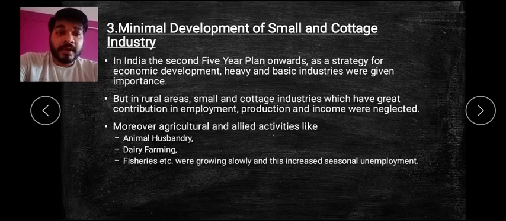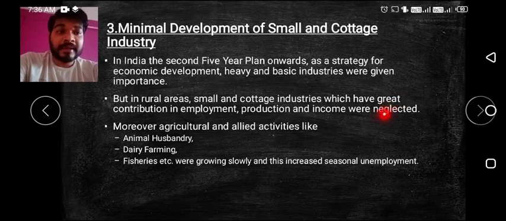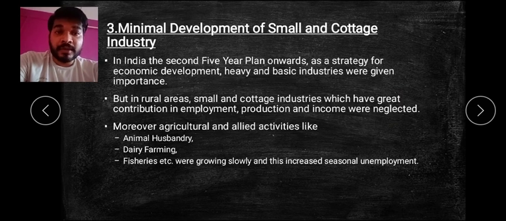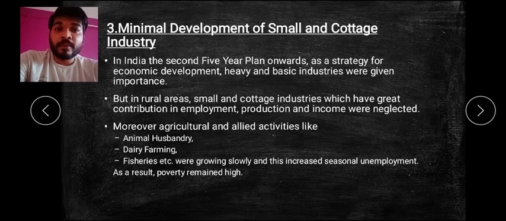So here, when the importance is not given, when they are being neglected, what happened, the demand for the production and all the things became lesser and lesser. So only seasonal employment was being given by this, and again it became a problem. So many of them were underemployed. As a result, again you find that poverty remained high.